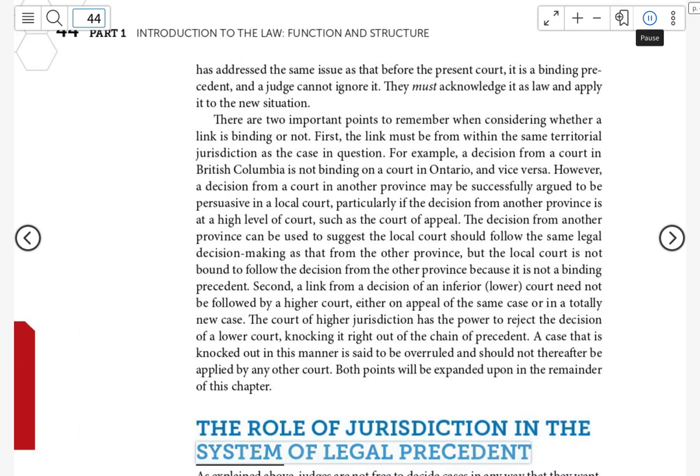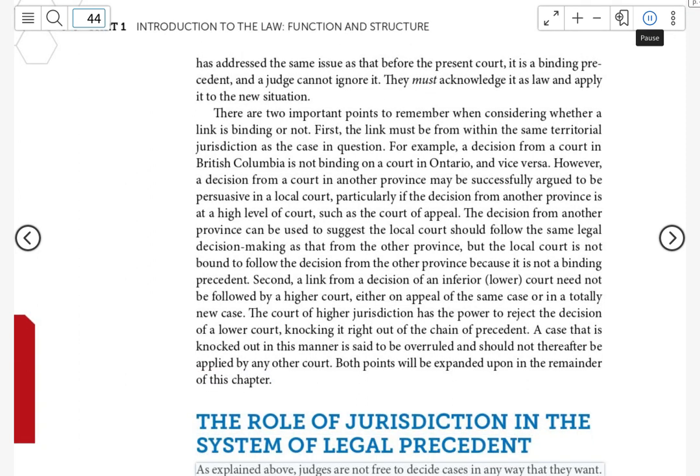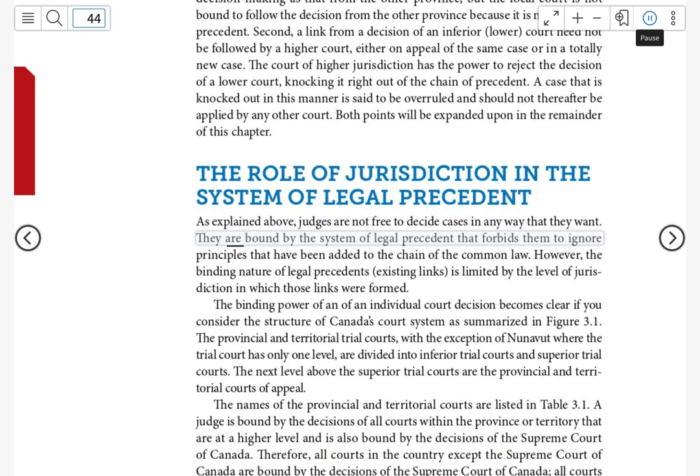The role of jurisdiction in the system of legal precedent is explained above. Judges are not free to decide cases in any way that they want. They are bound by the system of legal precedent that forbids them to ignore principles that have been added to the chain of the common law. However, the binding nature of legal precedents, existing links, is limited by the level of jurisdiction in which those links were formed. The binding power of an individual court decision becomes clear if you consider the structure of Canada's court system as summarized in Figure 3.1.